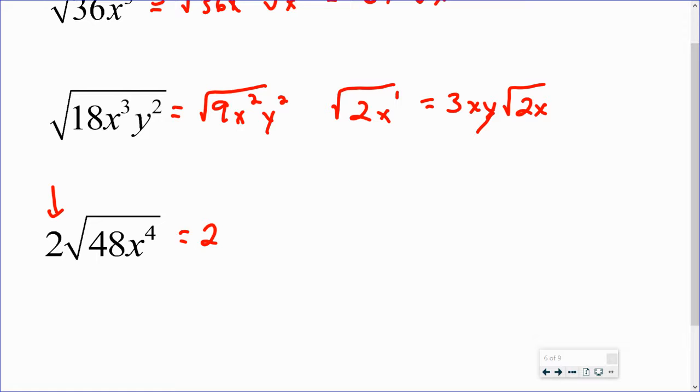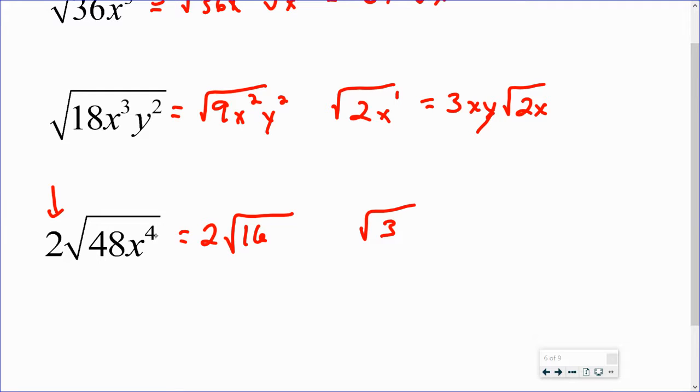Now, 48, that's a tough one. A lot of people think 8 and 6, but neither 8 nor 6 is a perfect square, so that's a bad choice. 24 and 2, bad choice. But let's divide this by 2. That's 24. The next perfect square down is 16. Well, that's the winner. It's 16 times 3.